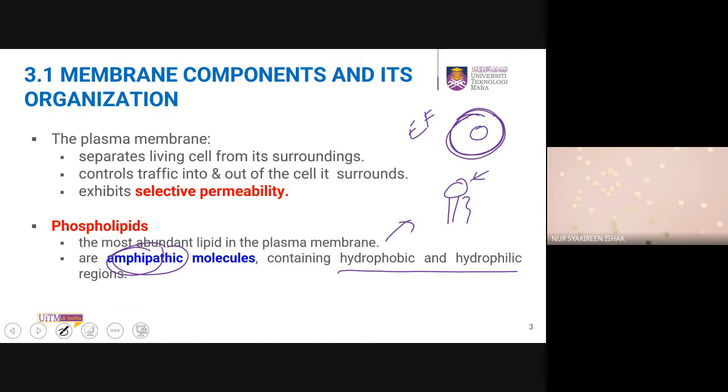Another molecule that has this amphiphilic property is the transmembrane protein, or we call it the integrin. Transmembrane proteins, or integrins, are proteins that are embedded in the plasma membrane, and they are also amphiphilic. The protein has both hydrophobic and hydrophilic regions.